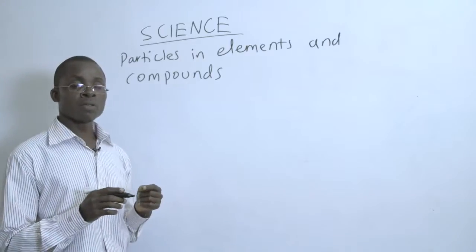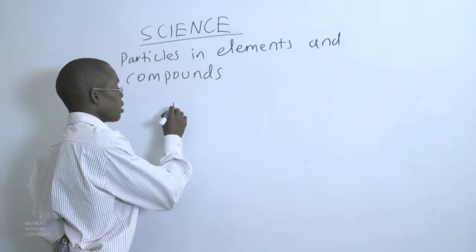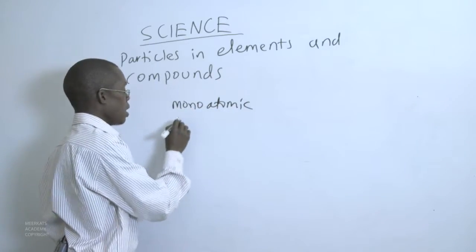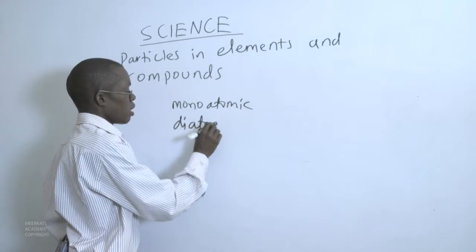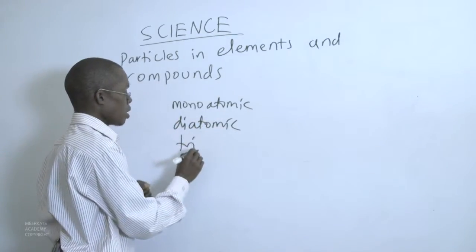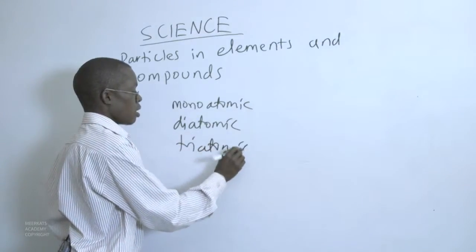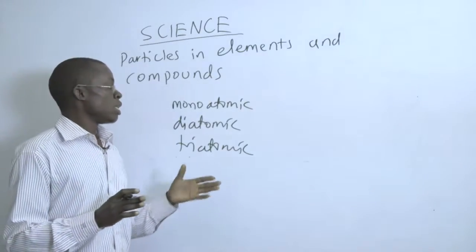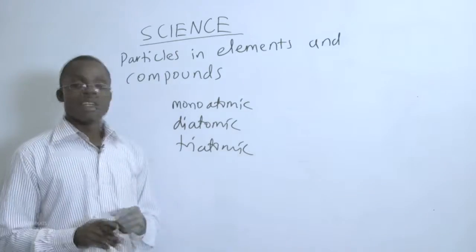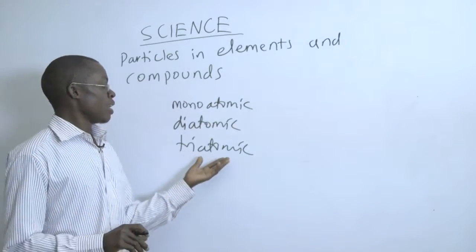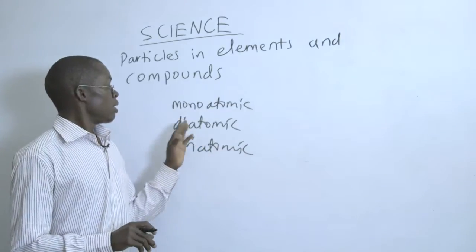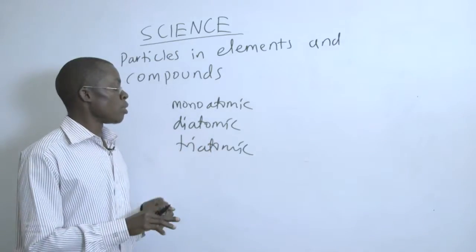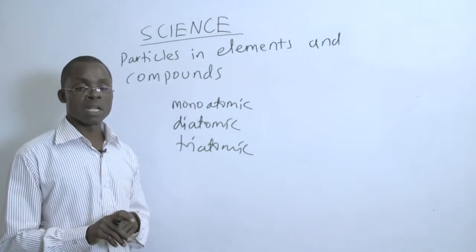So in gases, we have to understand terms like monoatomic, diatomic, triatomic, and such. In our level of study, these are the three common terms we need to know or understand so that we can be able to explain why some of the gases are the way they are.